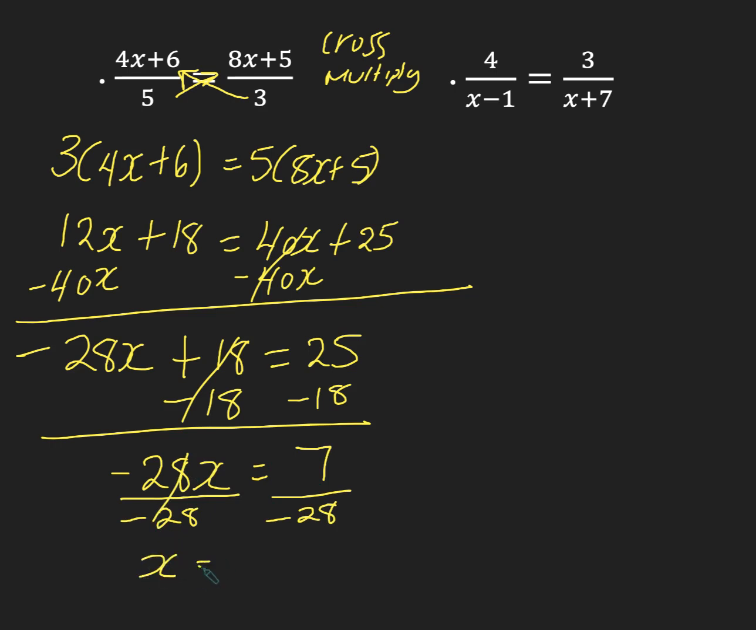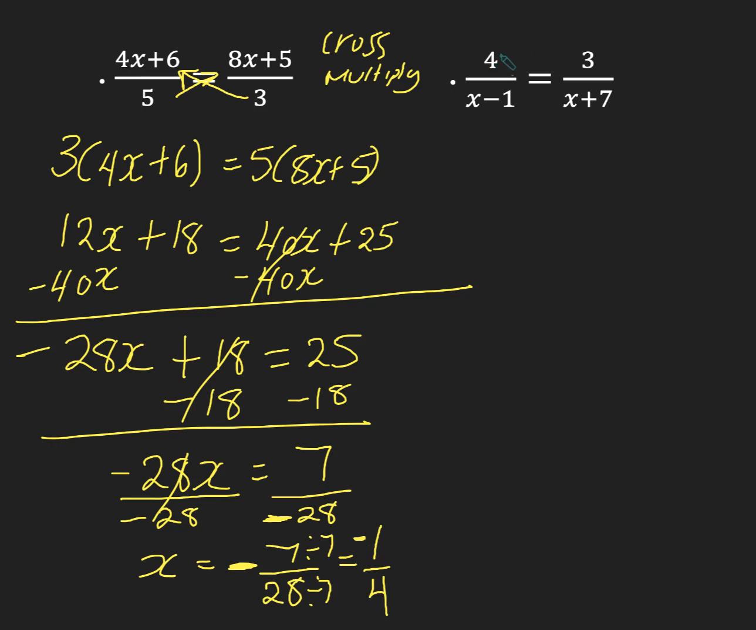So x equals, now because the negative is in the denominator, it means the whole problem is negative. So I'm going to put a negative sign in the middle. I have 7 over 28. 28 can't divide 7, so my answer is a fraction. Can I reduce? The answer is yes. I can divide both of these by 7, so my answer is negative 1 over 4.